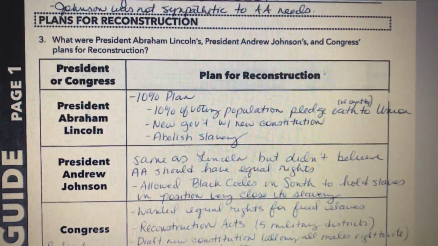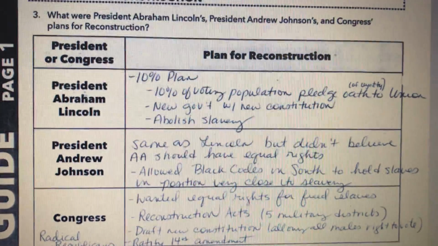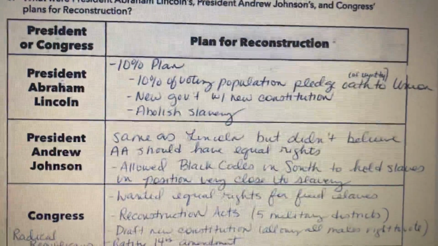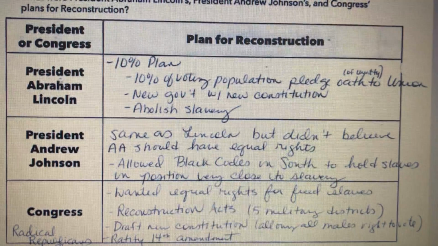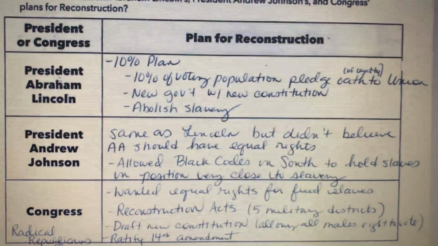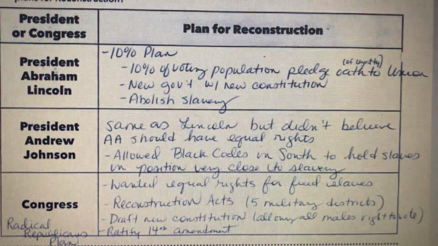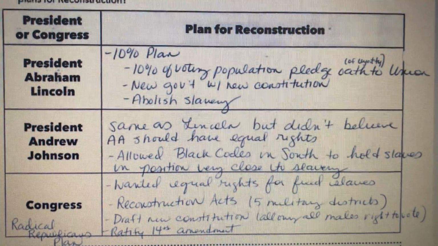All right, discussing our 3 plans for Reconstruction. Abraham Lincoln's plan was referred to as the 10% plan. 10% of the voting population at that time had to pledge an oath of loyalty to the Union. Each one of the states wanting back into the Union had to create a new government with a new constitution, and within that new constitution, they had to abolish slavery.